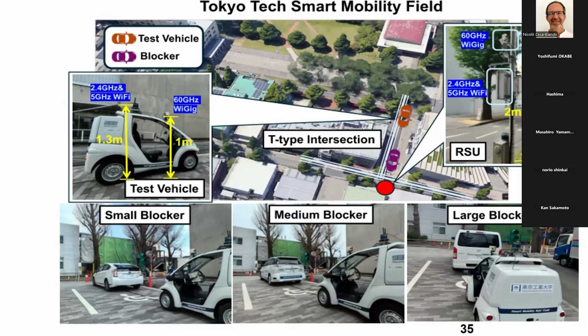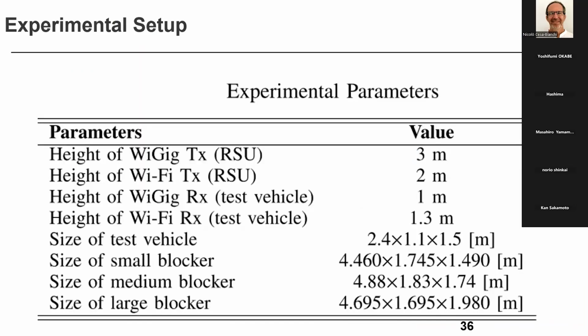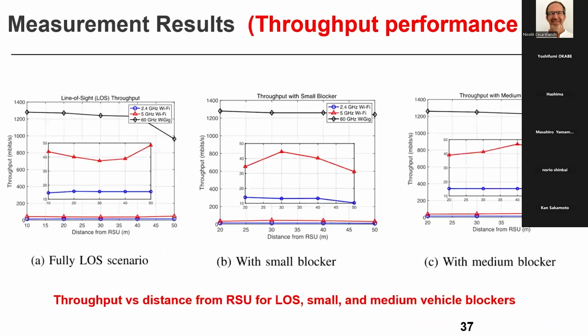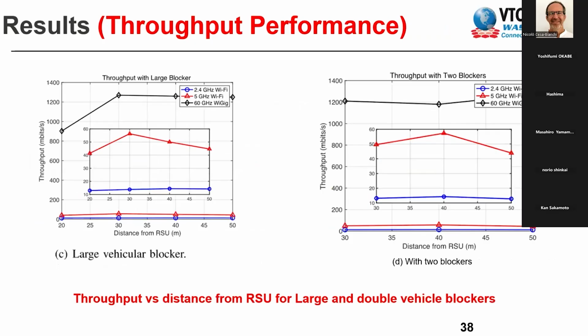And we took our measurements in different settings. This is the setting of the experiment, and then we have a fully line of sight. We discovered that 60 gigahertz has better performance. And the throughput, this is with the small blocker, and this is with the medium blocker. Also, this is with a large vehicle blocker, and with 2 blockers, the throughput will be reduced. But the idea is that 60 gigahertz has higher throughput than the others.